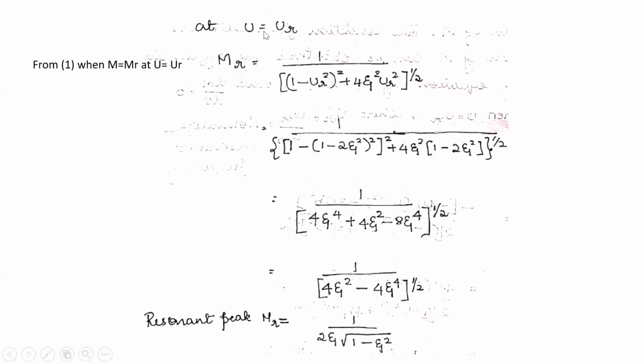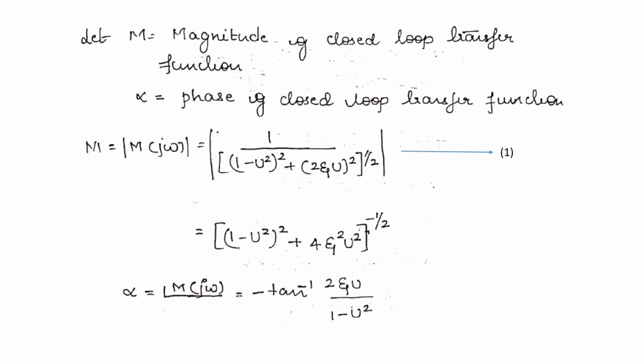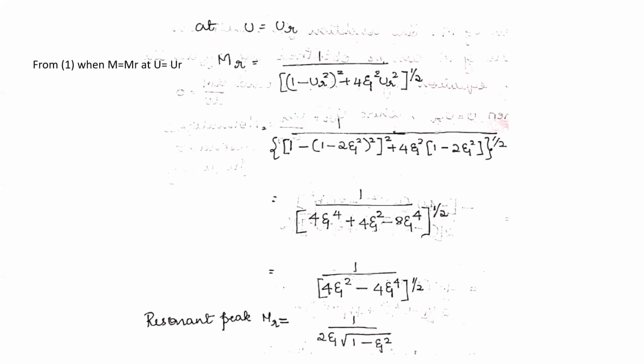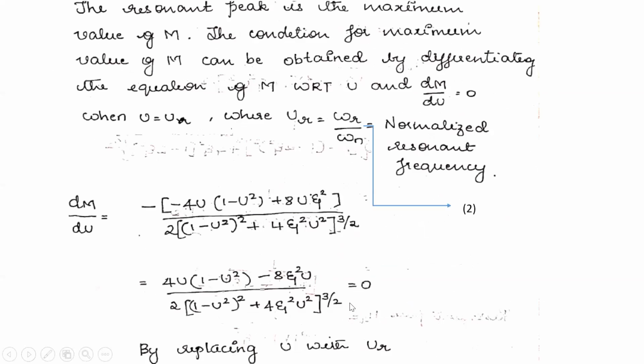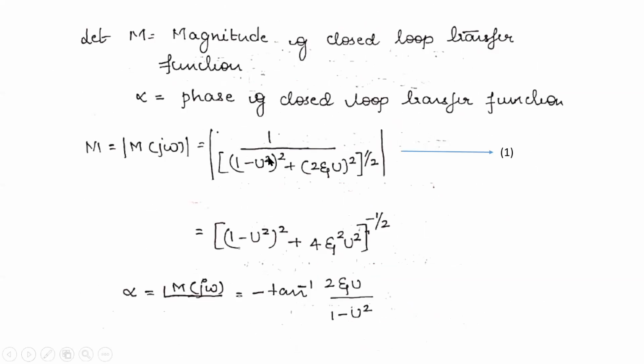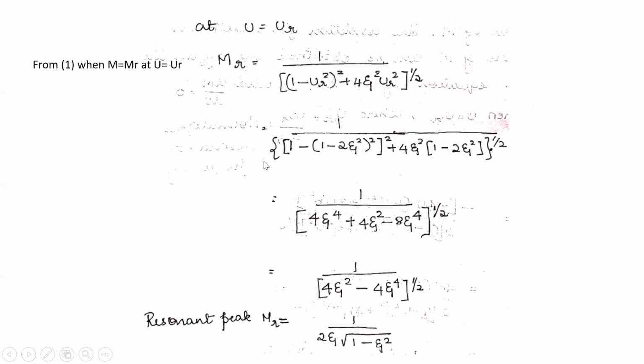At ur, the M will be Mr. So from equation 1, substitute the value for ur, which is root of 1 minus 2 zeta square. Wherever you have the u value, substitute ur here. Finally, your resonant peak Mr will be 1 by 2 zeta root of 1 minus zeta square.